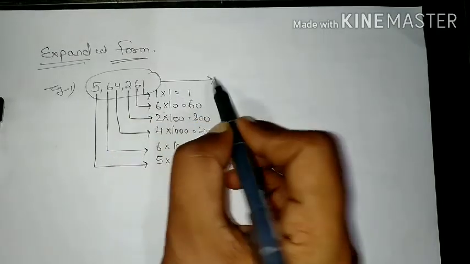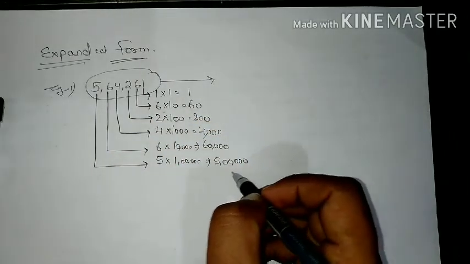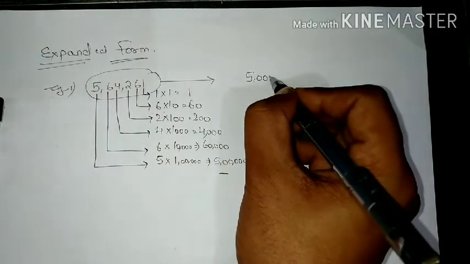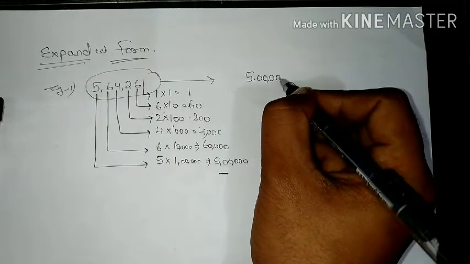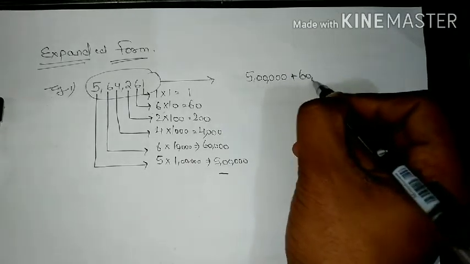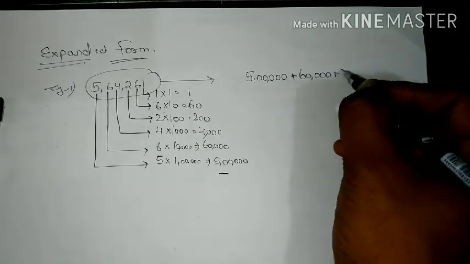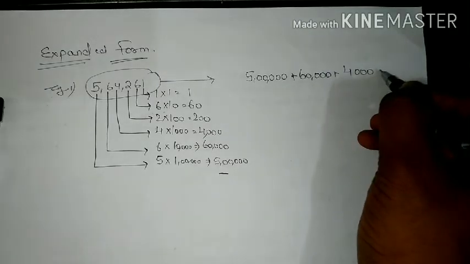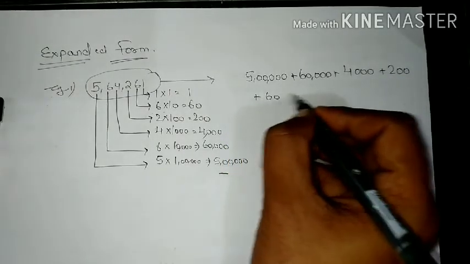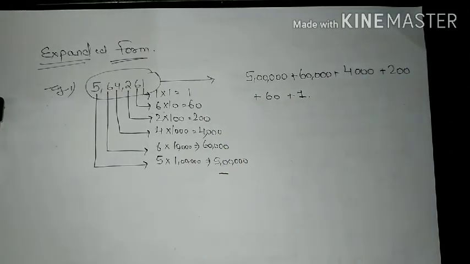So if you have to write this particular number in expanded form, you will write from here, that is 5 lakh plus 60,000 plus 4,000 plus 200 plus 60 plus 1. This is how you can write a number in expanded form. Okay students.